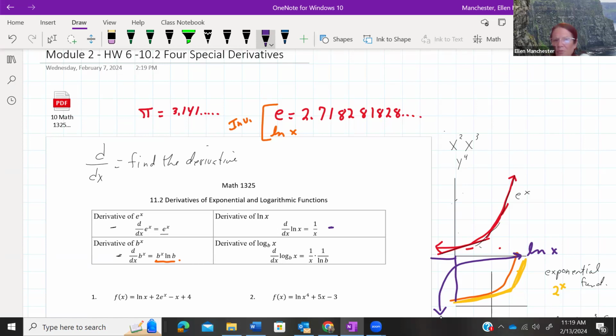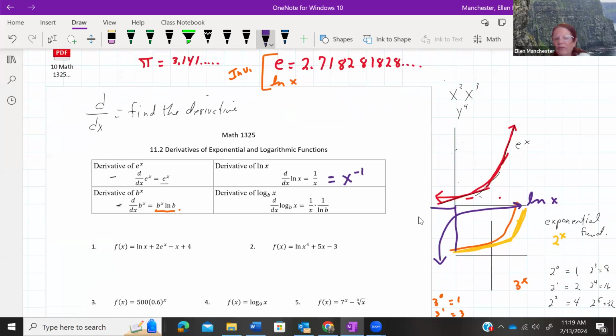This can also be written as x to the negative 1. Just keep that in mind, right? So ln of x, the derivative is 1 over x, but another way to write that is x to the negative 1. This x to the negative 1 definitely comes back to us later. Okay.